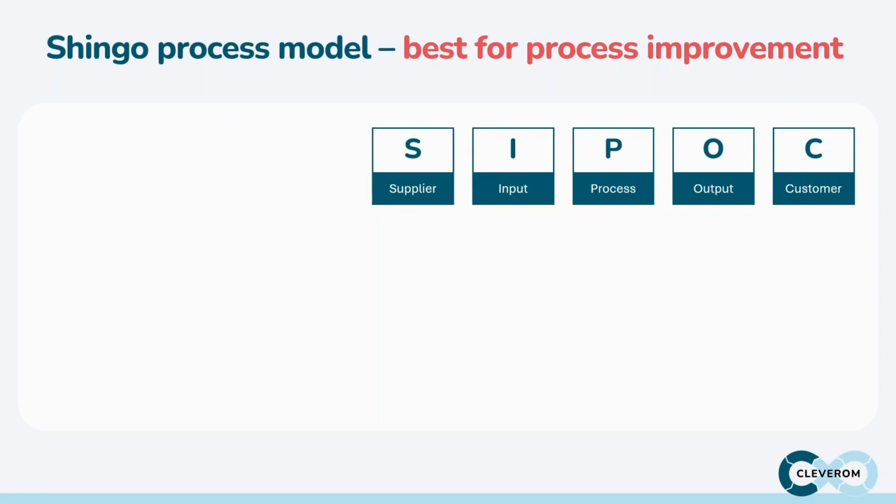A Shingo Process Map begins with the identification of SIPOC, the top level of the process. In SIPOC, S stands for suppliers, I for inputs, P for process, O for outputs, and C for customers.